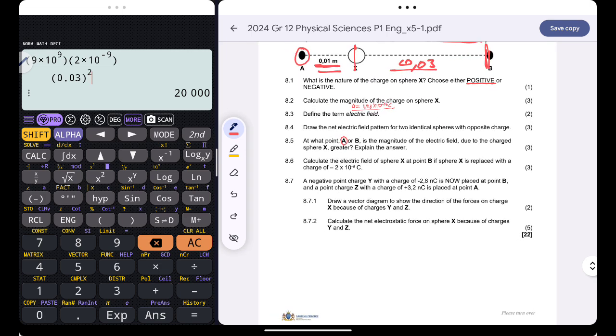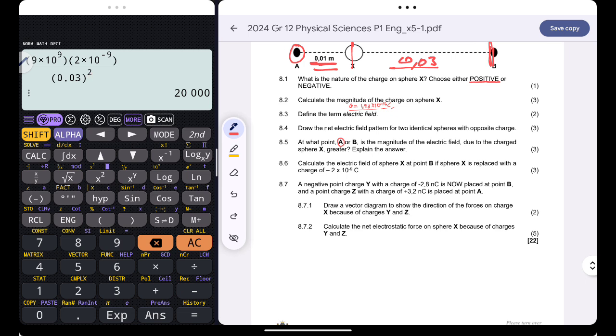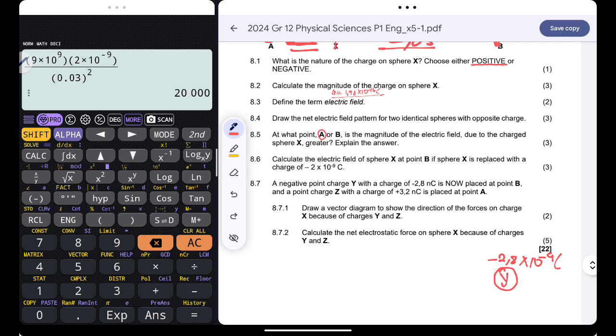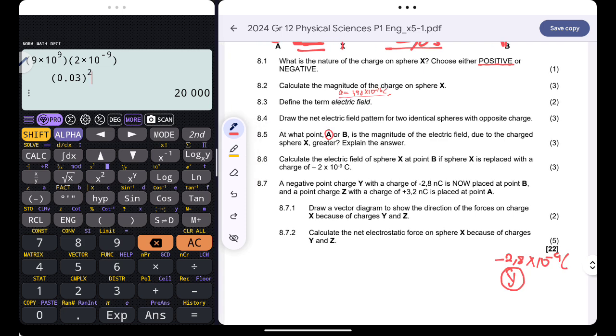Okay, and then now you're told that a negative point charge Y of charge -2.8 nanocoulombs is now placed at B. So at B, we now have charge Y, which is just -2.8 times 10 to the power of negative 9 coulombs. And then we are told that a point charge Z is now placed at point A. Now we have Z over there, and the amount of charge is just positive 3.2 times 10 to the power negative 9 coulombs.